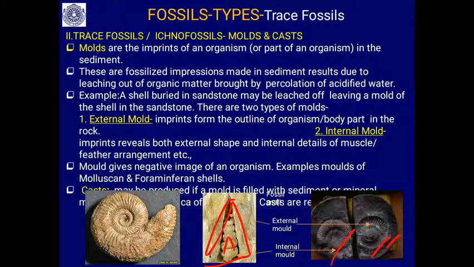So, there are the molds and casts. Those are of molluscans. In the molluscans, foraminid shells are recovered in great number. Then the cast: if this mold is filled with some sediments or minerals, then they give the shape of that particular mold and they become the cast. So, you will see the casts of the mollusca. If the mold is filled with some sediments, that gives the cast.